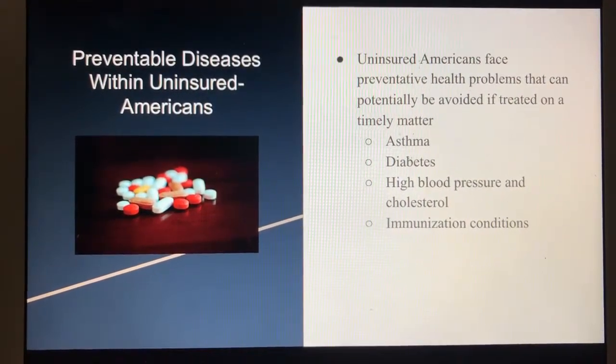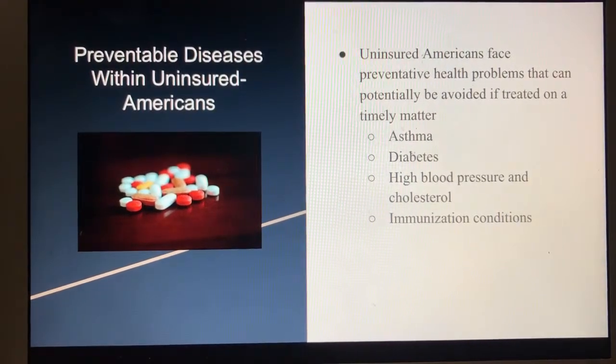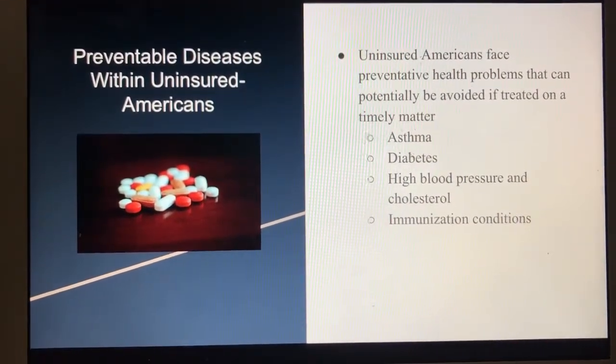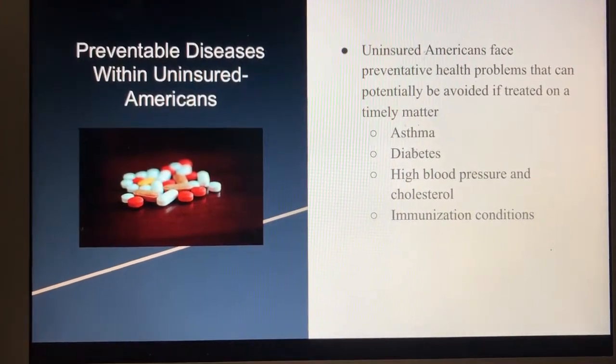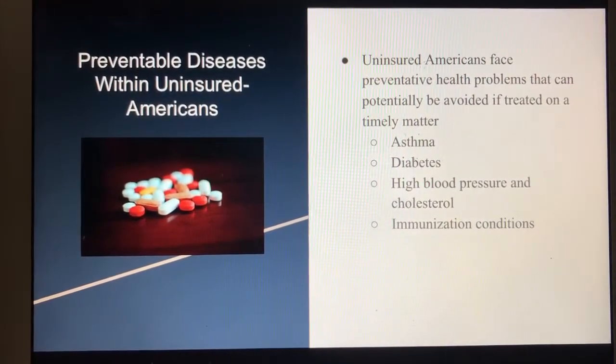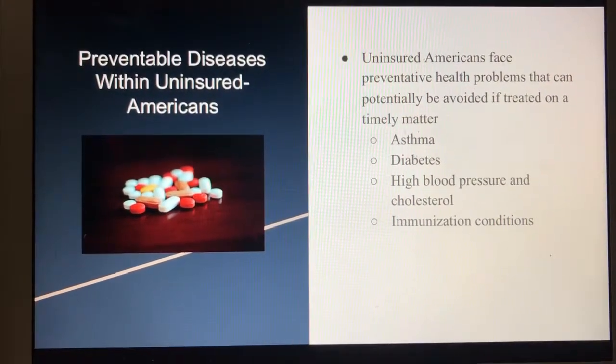Preventable disease within uninsured Americans. Uninsured Americans face preventable health problems that can potentially be avoided if treated in a timely manner: asthma, diabetes, high blood pressure and cholesterol, immunization conditions.